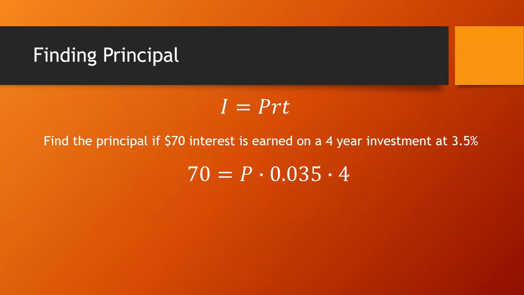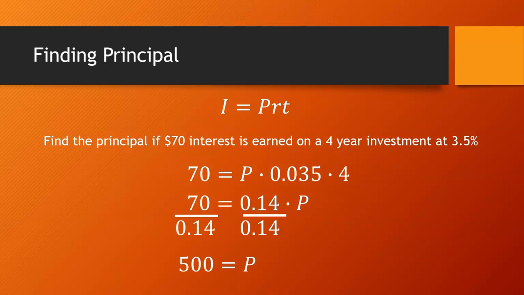We can multiply the 0.035 and the 4 on the right side of the equal sign to give us 0.14. And then, to isolate the P, we'll divide both sides by the 0.14. On the left side of the equation, 70 divided by 0.14 is 500. So the principal is $500.